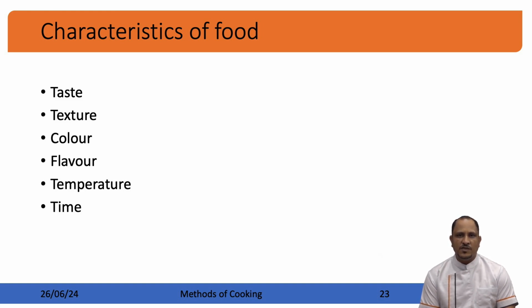Color of the food. Various colors represent the presence of various nutritional aspects in the food. So, a combination of colors on your plate ensures that your food is nutritionally rich. Flavor again is a combination of essence or extracts of different ingredients which make your food taste or smell in a certain way. And when food is served or stored at a specific temperature, you are able to retain taste, texture, color and flavor in the food.